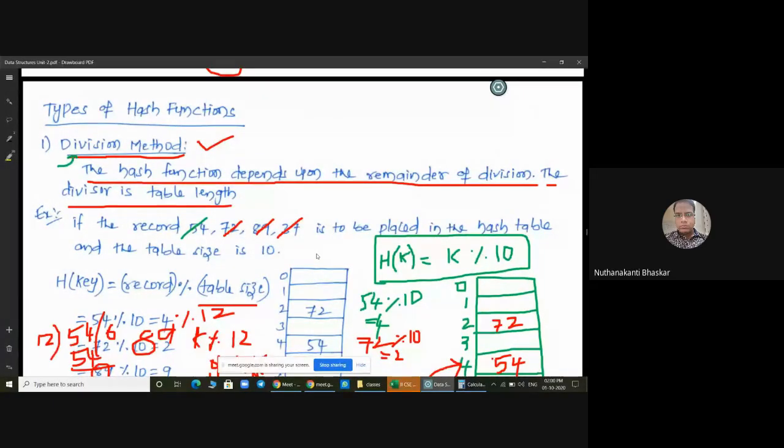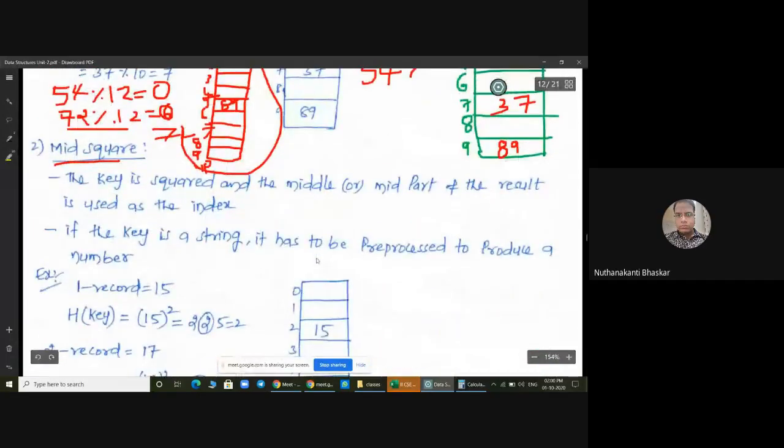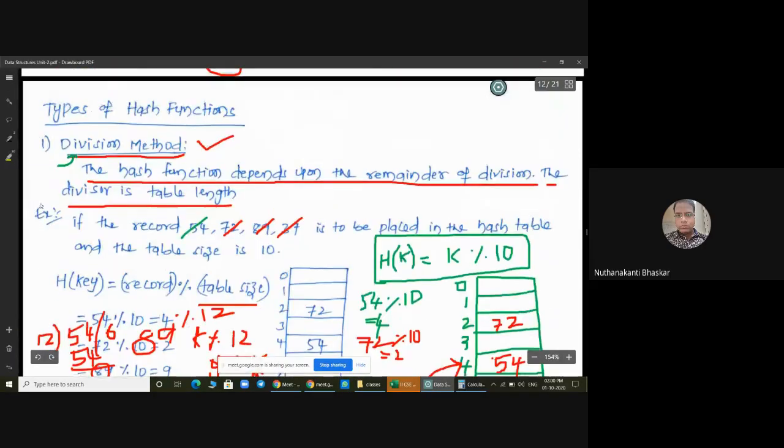Clear, everyone? Division method. Yes, sir. Right. Here, coming to the mid square method. This mid square method is a very simple method. Here we are going to square the given input value and consider the middle element as the hash value. Before that, one more point I have to add about the division method.